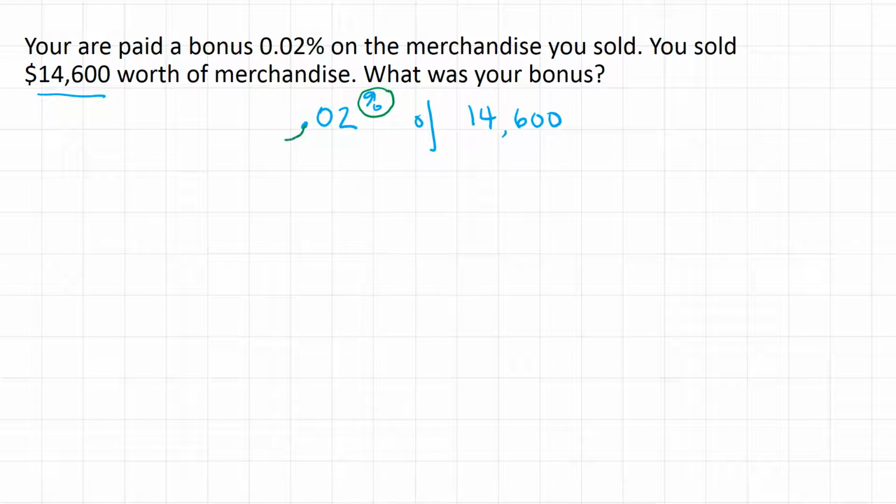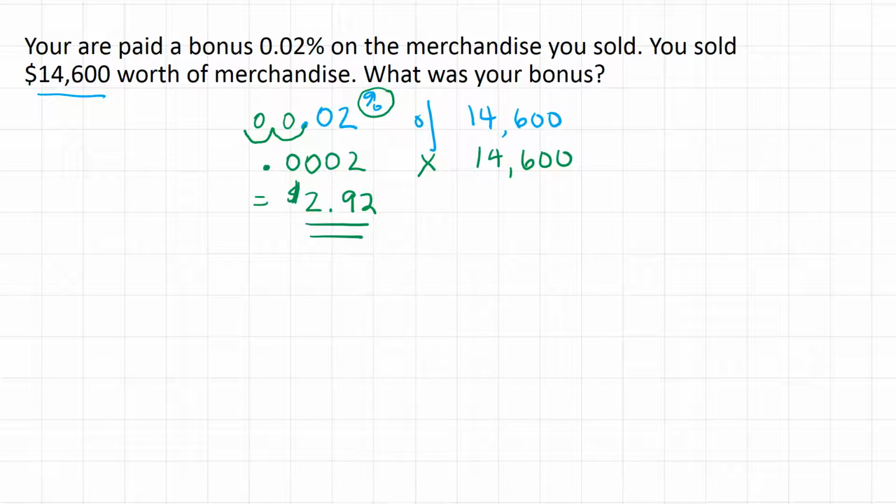So I'm going to move the decimal place over to the left 2 spots. So my decimal now looks like 0.0002. "Of" means multiplication and 14,600. Doing the arithmetic on that using a calculator, you get $2.92. And I would argue that you need to advocate for a larger bonus. Seems like very little money for that amount of sales.